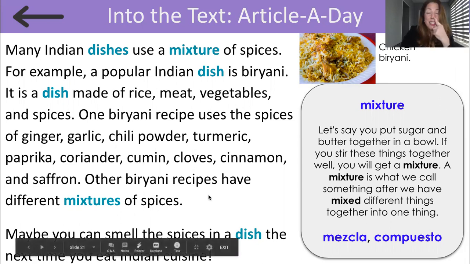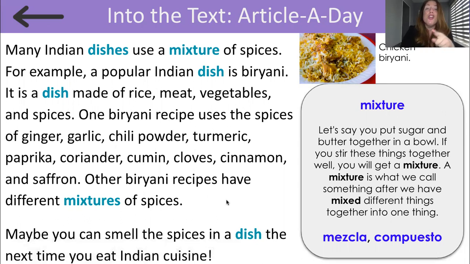Maybe you can smell the spices in a dish the next time you eat Indian cuisine. And here's a photograph of chicken biryani. That looks good.